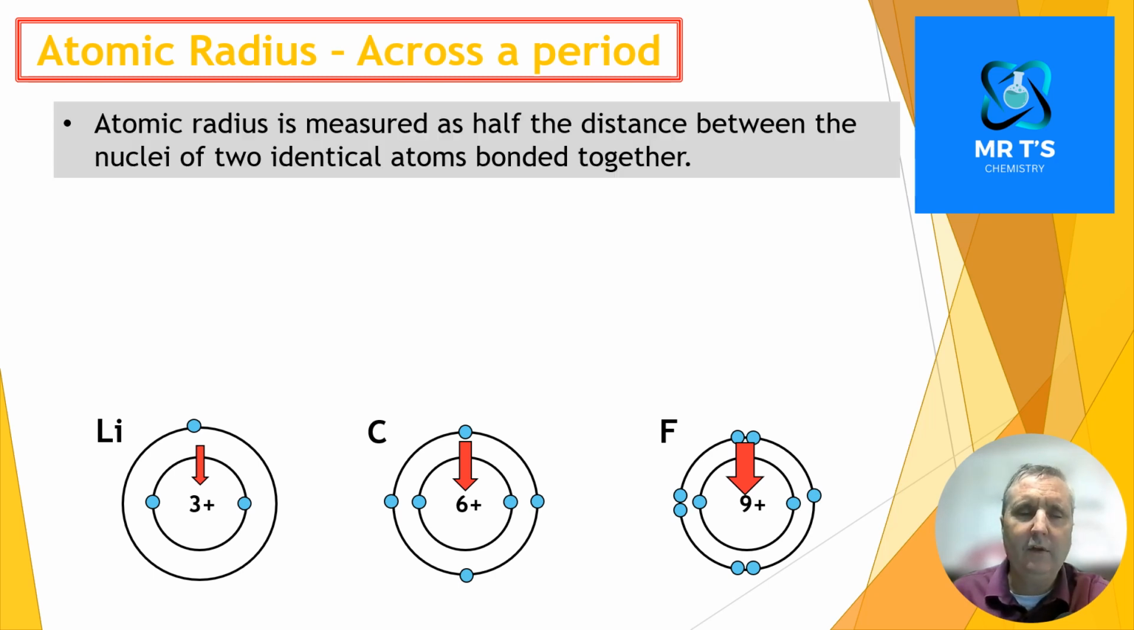So, what is the atomic radius? Well, due to the nature of the cloud of electrons that surrounds the nucleus, it's quite difficult to tell exactly where the cloud specifically ends. So what we end up doing is taking two identical atoms that are bonded together and measure the distance between the nucleus of two adjacent atoms. And if we half that distance, that is the radius. So the atomic radius is measured as half the distance between the nuclei of two identical bonded atoms.